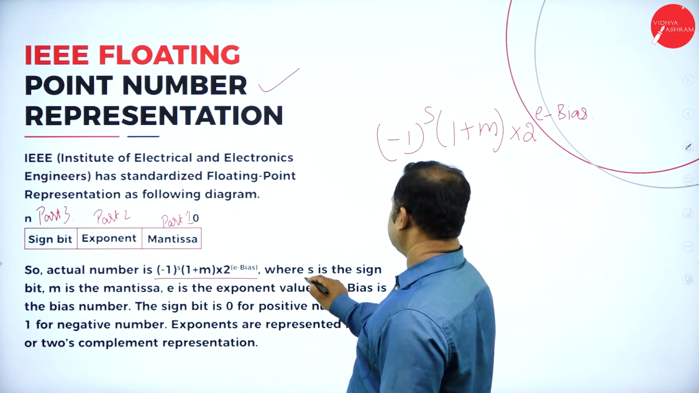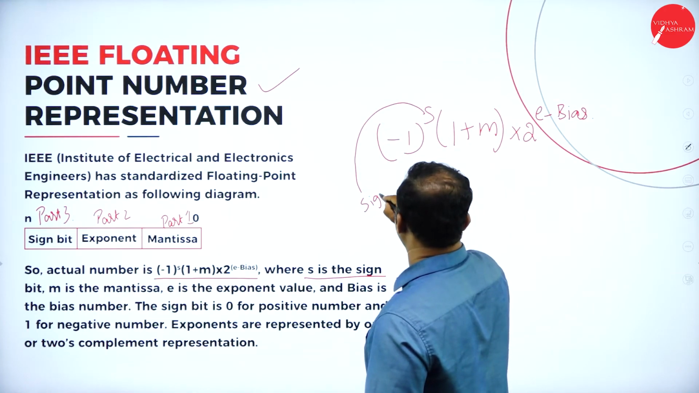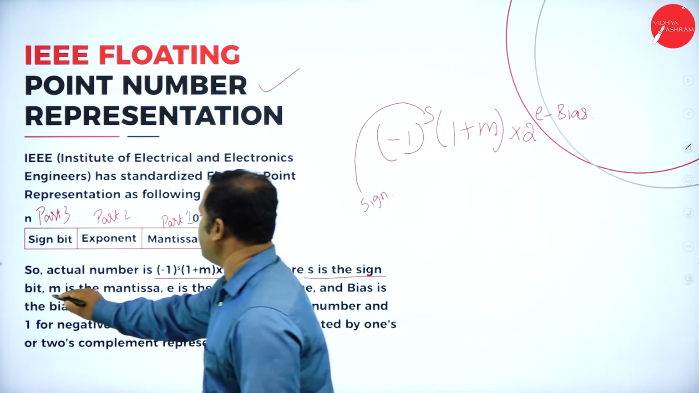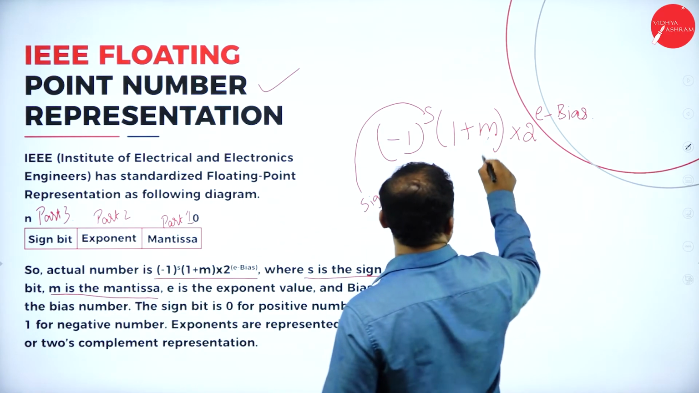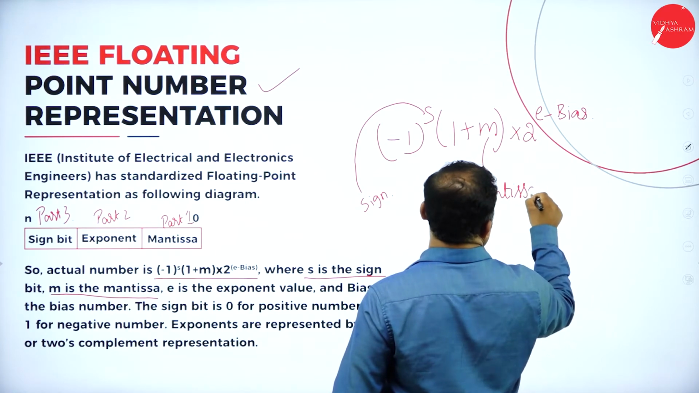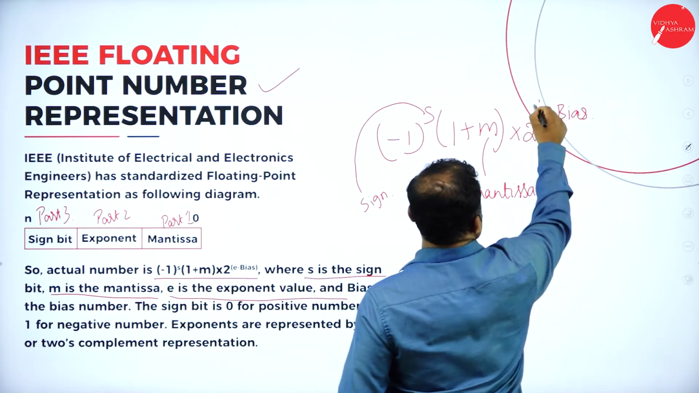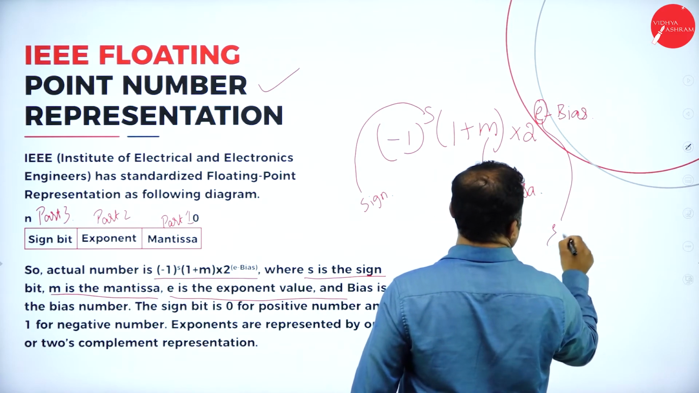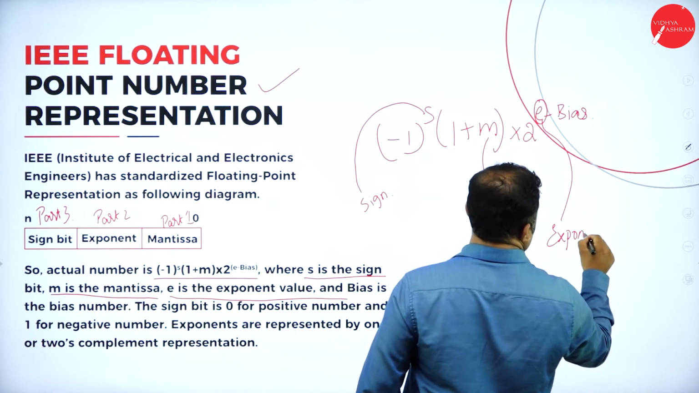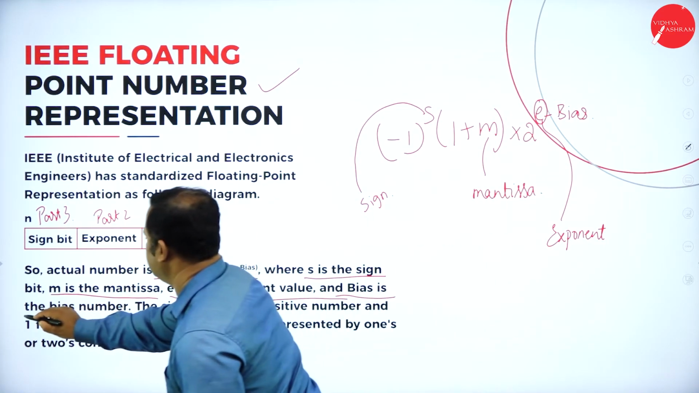So here S is the sign. M is the mantissa. E is the exponent value. Then bias is the bias number.